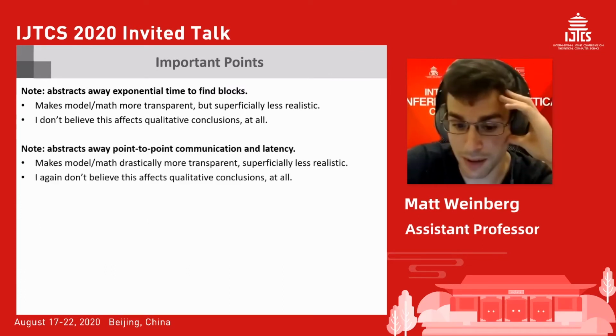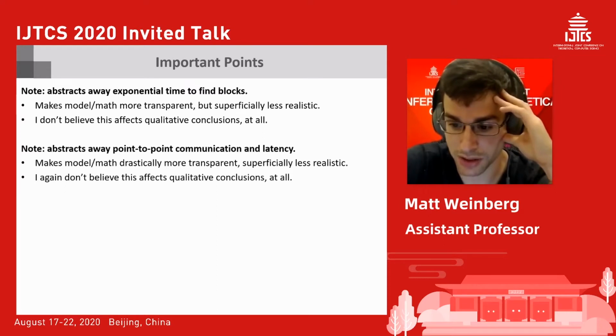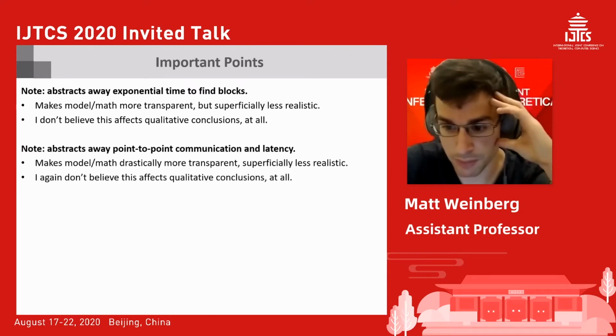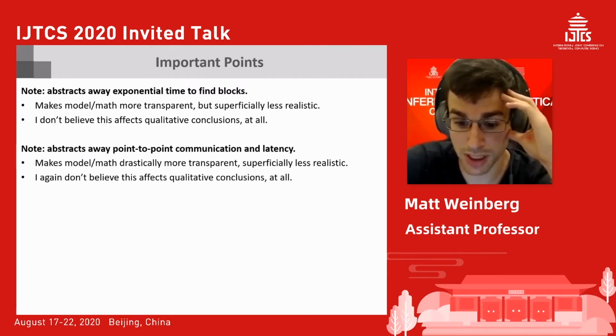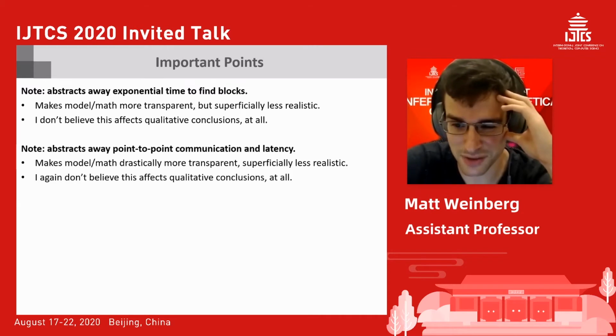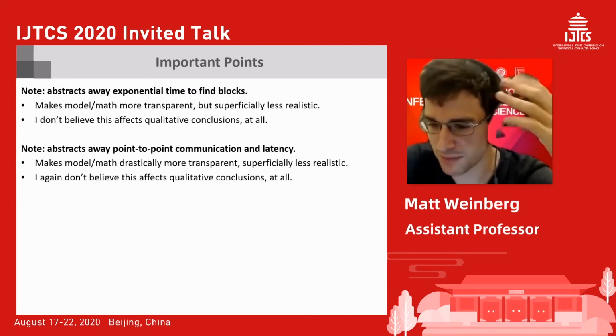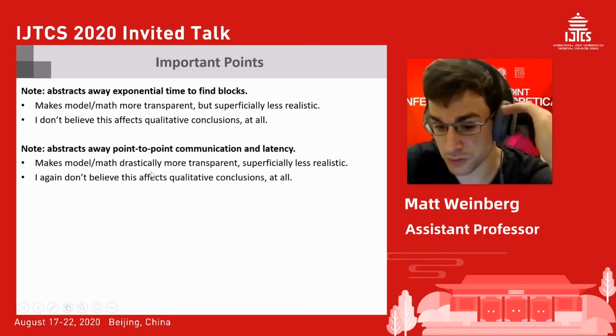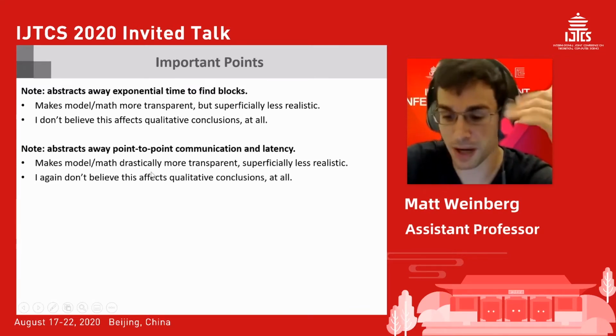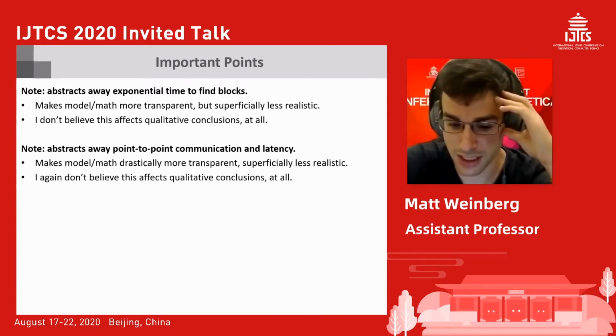I also noted that it abstracts away point-to-point communication and latency. And like I was saying before, if you're trying to analyze network security, this is really important. But it turns out, I would say that if you're trying to analyze incentives, point-to-point communication and latency are not crucial for understanding this specific kind of incentives. And this makes the model and math drastically more transparent and, again, superficially less realistic.